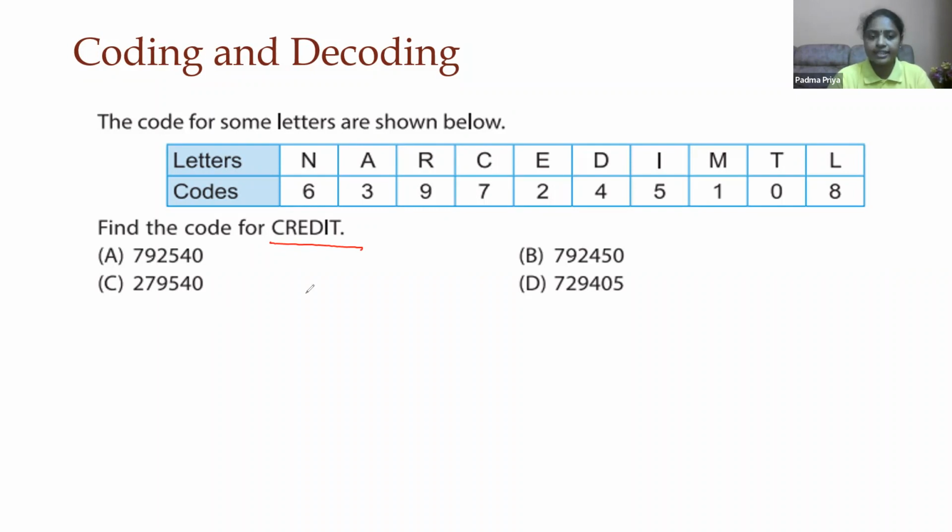So C is graded as 7. R is graded as 9. E is graded as 2. D as 4. I as 5. T as 0. So which is a matching number? 7, 9, 2, 4, 5, 0. 7, 9, 2, 4, 5, 0, which is option B.